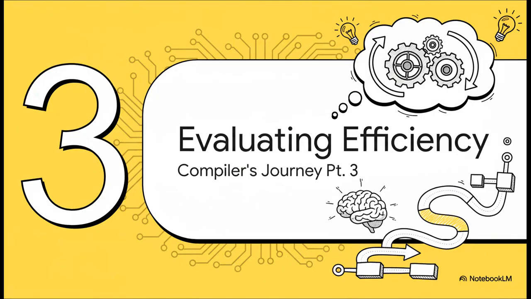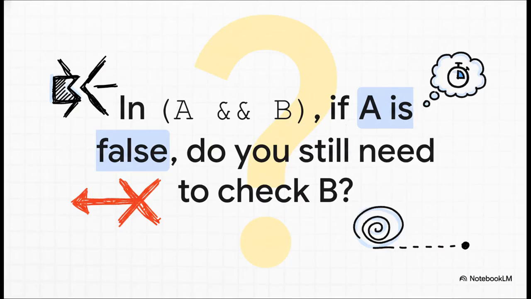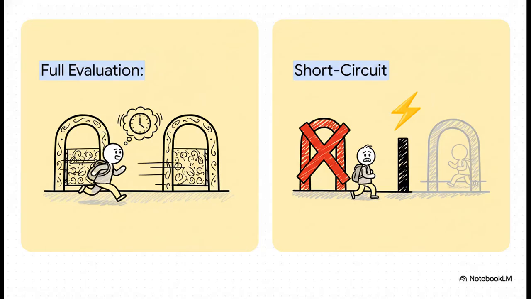All right, for our third stop, we're going to look at one of the cleverest tricks a compiler has up its sleeve. It's all about one simple principle: work smarter, not harder. Let me just ask you this. Just think about it logically for a second. If you're checking an AND condition where both A and B have to be true for the whole thing to be true, and you check A and find out it's false, is there any point at all in even looking at B? Right? Of course not. The whole thing is already guaranteed to be false. And the compiler is smart enough to know this.